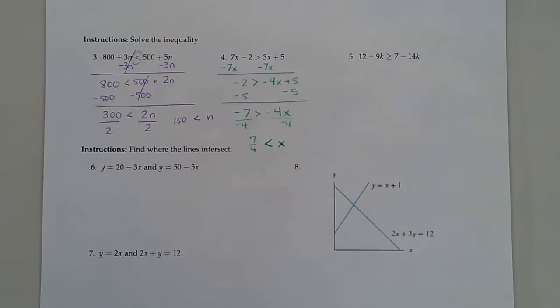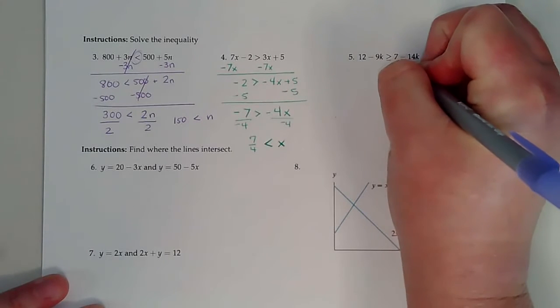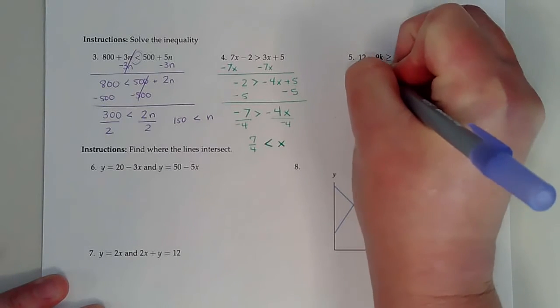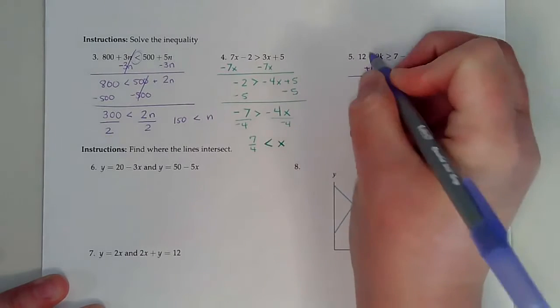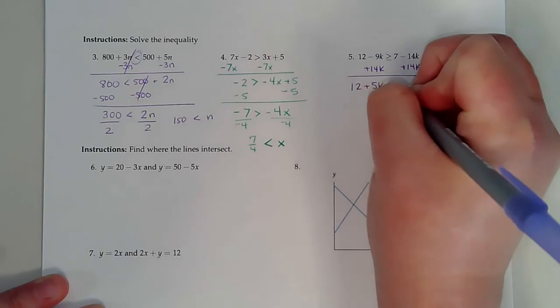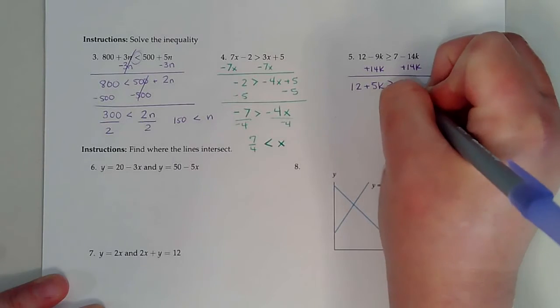All right, so hopefully you gave that a try. Let's see if we get to the same answer. So I'm going to add 14k to both sides because I know that'll give me a positive number in front of my k. So I get 12 plus 5k is greater than or equal to 7.